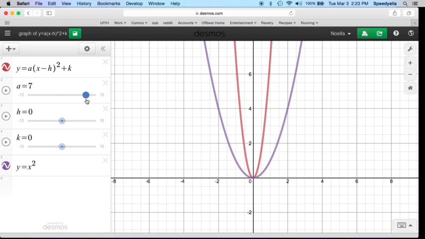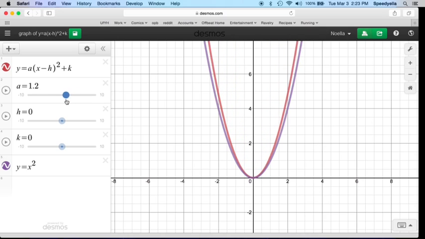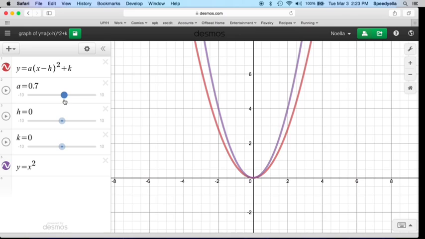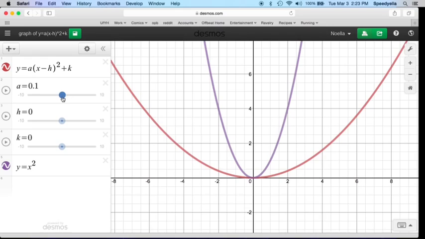And the bigger the value of a, the taller and skinnier that parabola gets. Now I'm going to put my value of a in between 0 and 1, which takes a little bit of work over here. There we go. So you can see now that my parabola is getting shorter and fatter as I have the value of a between 0 and 1. So that's one thing that I want you to notice: if a is bigger than 1, you get a tall, skinny parabola, and if a is between 0 and 1, you get a short, fat parabola.